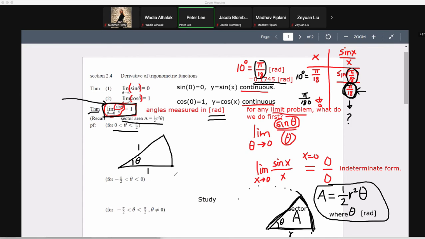Right now you may question why I draw this diagram, but this diagram will work. So we have a sector with radius 1, and the central angle is theta, and we assume theta is between 0 and pi over 2. It is a positive angle between 0 and 90 degrees. Now, what do we have here?